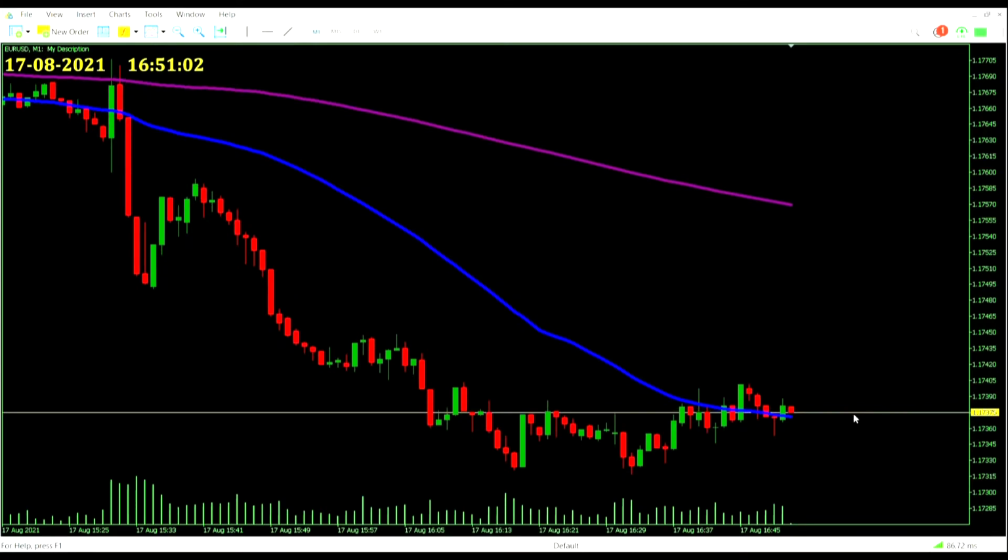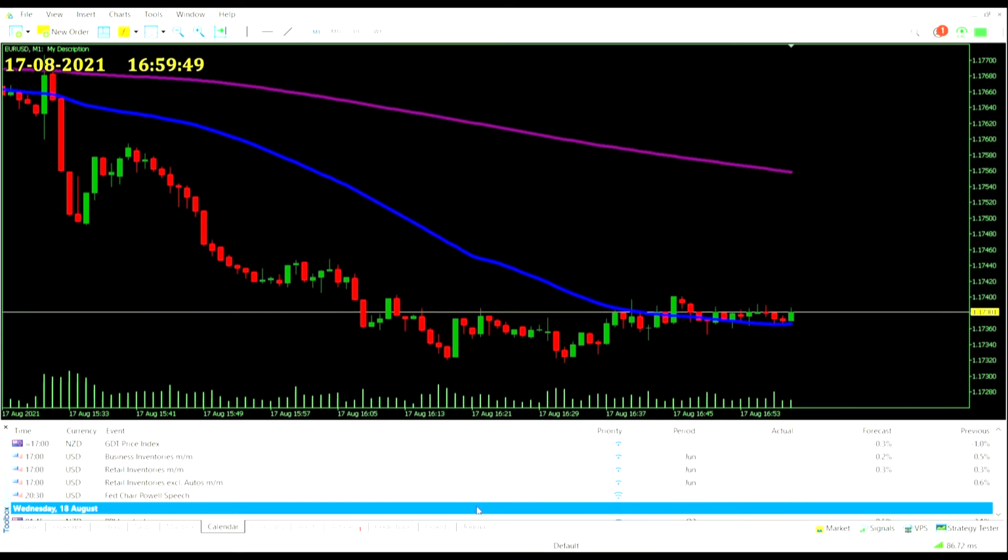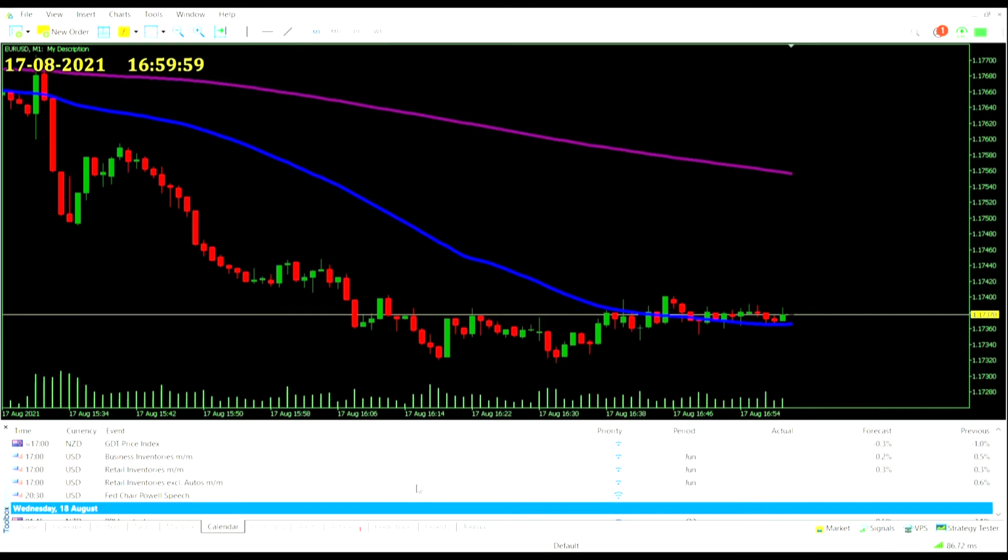And now it's pretty much just been ranging for the last half an hour or so. We've got just under 10 minutes before we get these retail and business inventory numbers. That might shake things up, but at the moment, 50 and 200 still a long way apart from each other. I don't know how much impact these month-on-month inventories are going to have on the price here. Probably not a lot at all, if any, but hopefully the retail and business inventories are absolutely depleted, way worse than forecast, and we see a strong move in favor of the euro against the dollar.